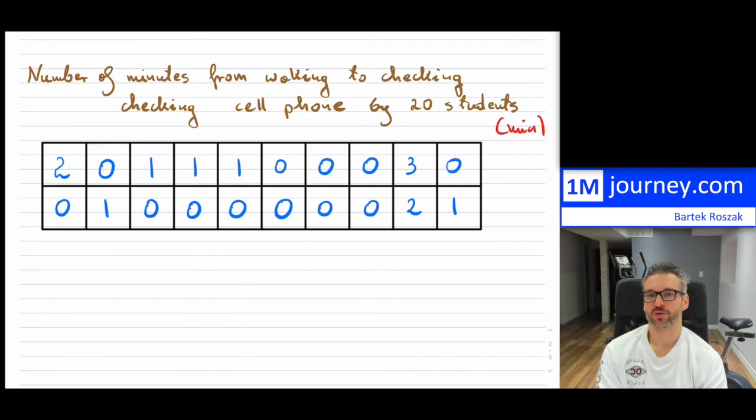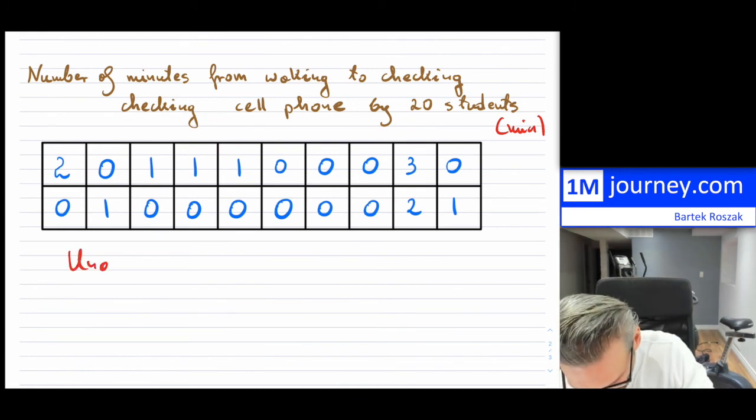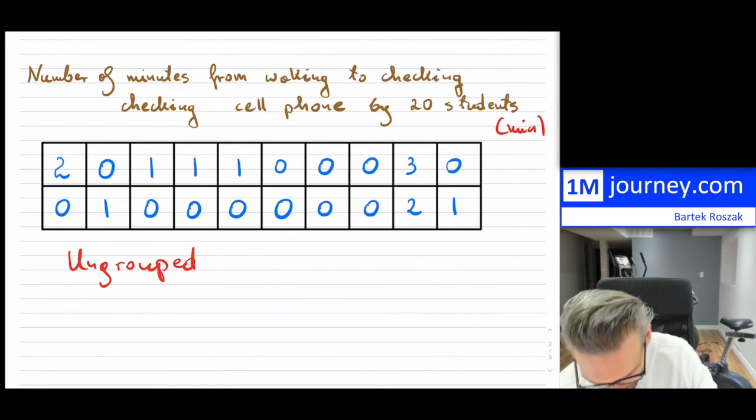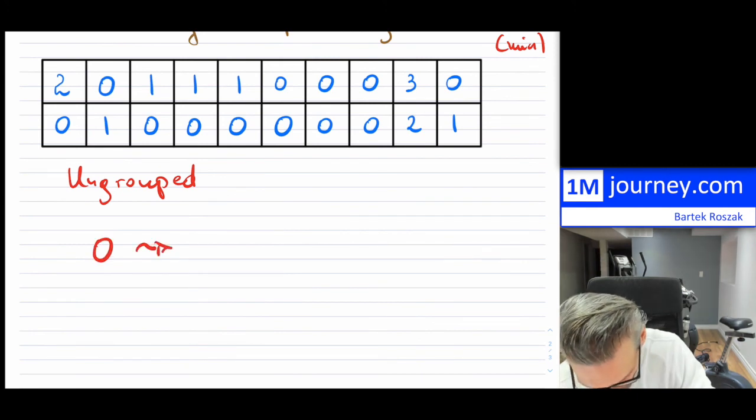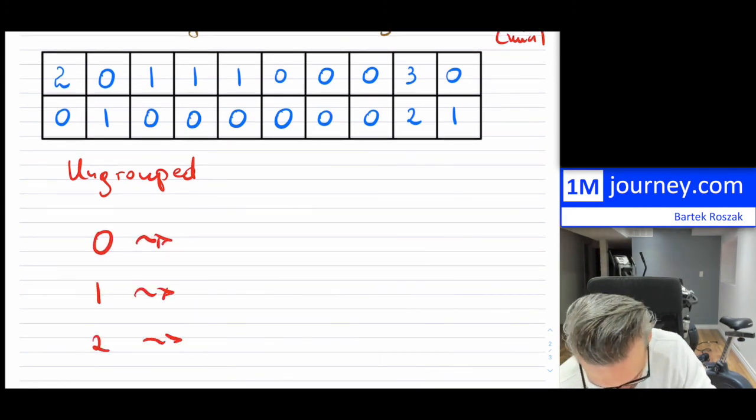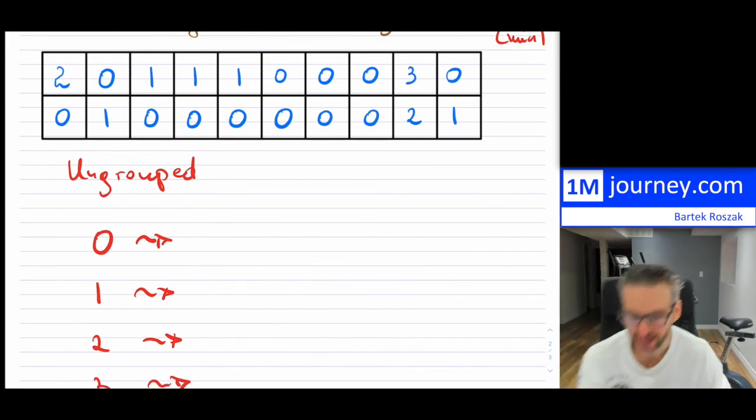Can we group these together? It doesn't really make sense, because our data points are either 0, 1, 2, or 3. There's no need for us to group anything. It's not like grouping 0 to 1 and then 2 to 3 is going to help us. So in this case it's ungrouped, where we're not grouping any data at all, because 0, 1, 2, and 3 are already our groups.